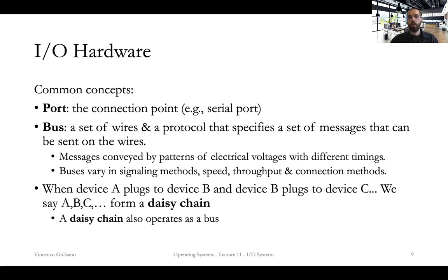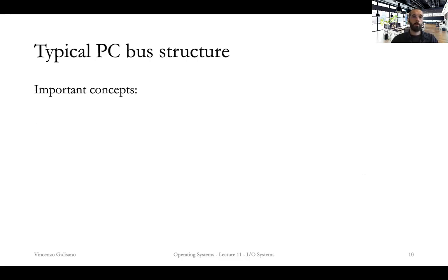We also can connect devices, let's say, through other devices. So we can plug A into B, B into C, and so on. In that case, we use the term daisy chain for an alternative way of transmitting the signals through devices. So it practically operates as a bus.